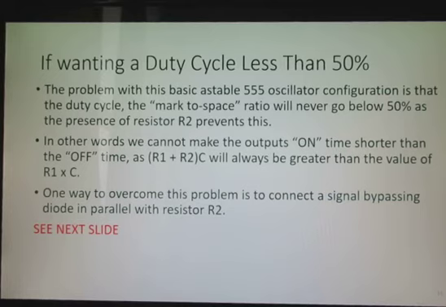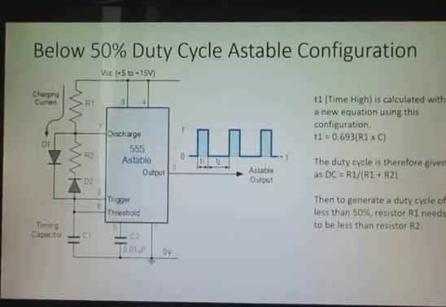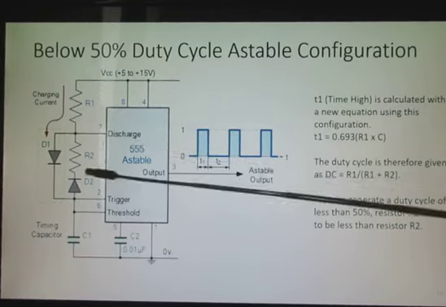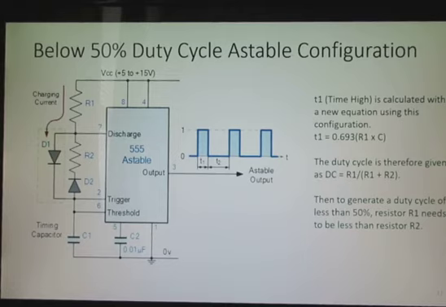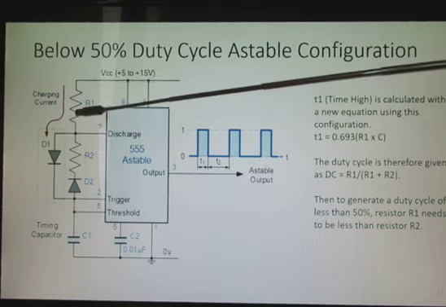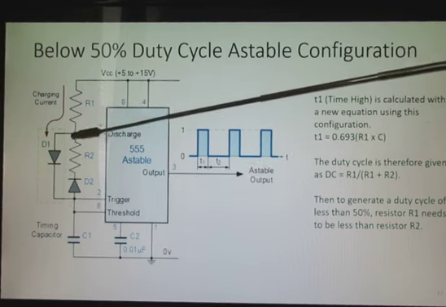However, in the next slide I want to introduce another setup or configuration to allow us to go below 50% duty cycle. So here it is. We have a couple of diodes that are inserted. What we have to be careful with, if we use this setup, is that we have to use different formulas to compensate for that. The big thing here is that the charging of C1 occurs through R1 and D1.